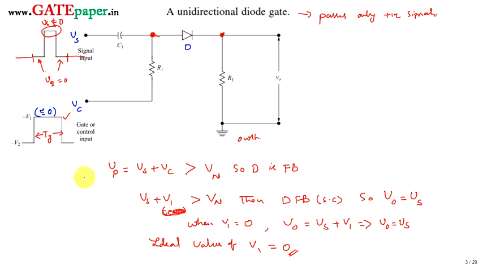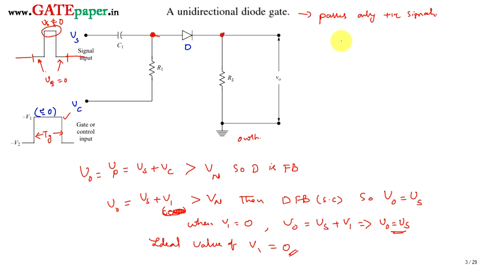So you can say that the output is equal to the voltage on the P side, which is Vs plus Vc, and the diode is forward biased. During the control signal at V1, Vs plus V1 is equal to V0, and whenever V1 is equal to 0, V0 is exactly equal to Vs. So the ideal value of V1 is equal to 0.